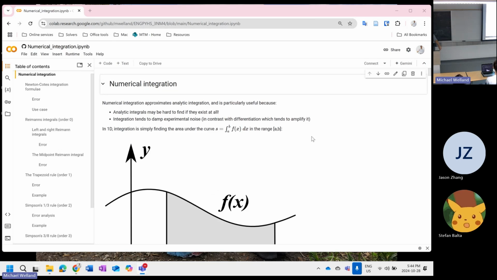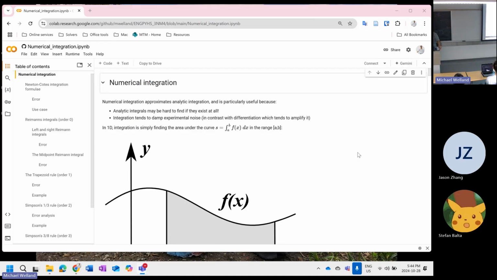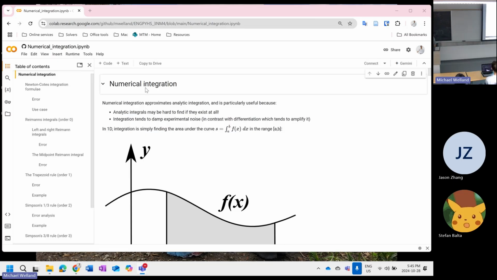Numerical integration. Nice thing about numerical integration. Anybody know anything about numerical integration? Anything like that? I just realized I forgot to put in the goals.